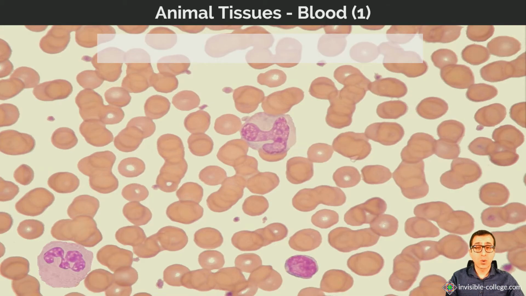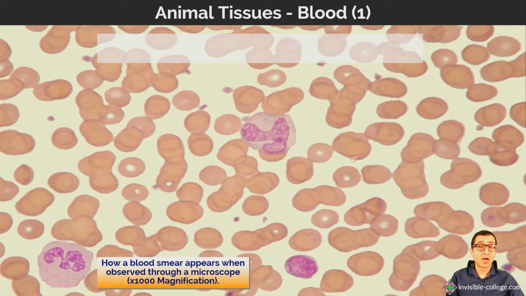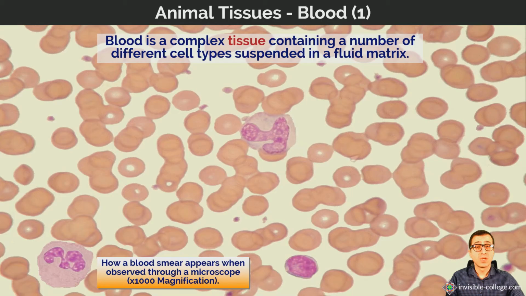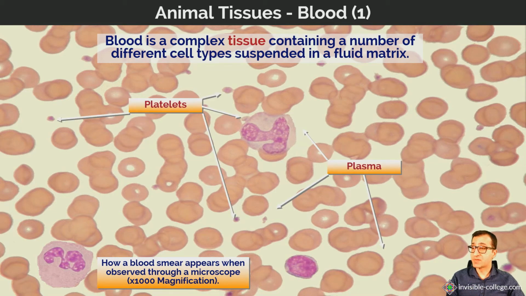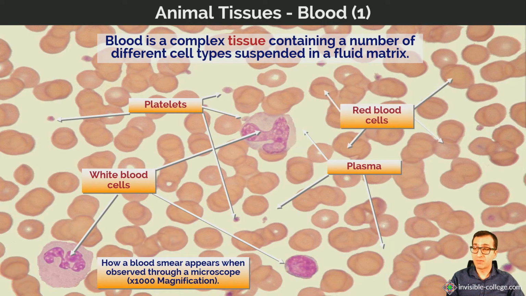So here we can see how a blood smear appears when observed at a magnification of about 1,000 times under a microscope. So blood is in fact a complex tissue containing a number of different types of specialized cells suspended in a fluid matrix. The fluid that we find the cells suspended in is referred to as the blood plasma. Here we can see the platelets, which are fragments of cells involved in blood clotting. These cells here are white blood cells, and of course the rest of them are the biconcave disc-shaped red blood cells that you see here.